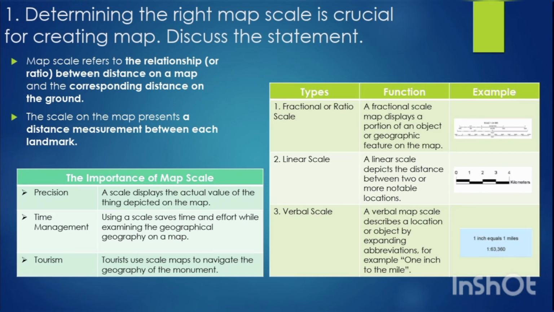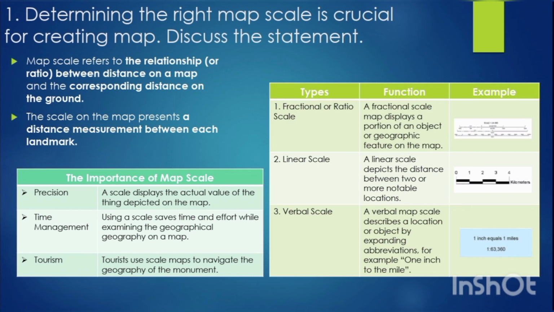Question 1. Determining the right map scale is crucial for creating a map. Discuss the statement. Map scale refers to the relationship or ratio between distance on a map and the corresponding distance on the ground. The scale on the map presents a distance measurement between each landmark. The importance of map scale: first is precision. A scale displays the actual value of the thing depicted on the map. Second is time management. Using a scale saves time and effort while examining the geography on a map. And the third is for tourism. Tourists use scale maps to navigate the geography of the monument.